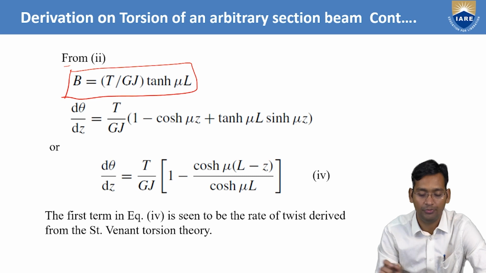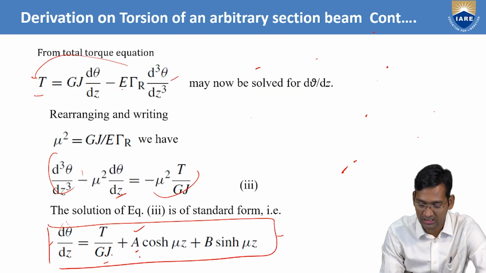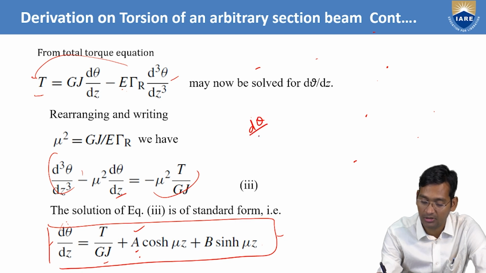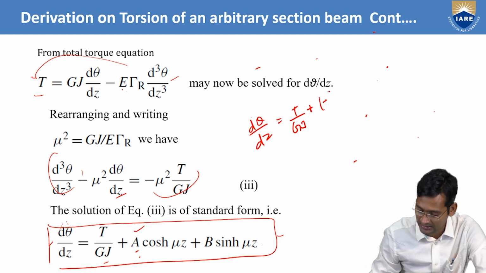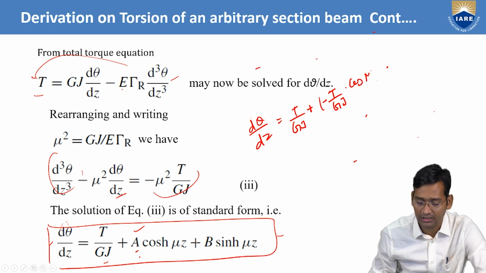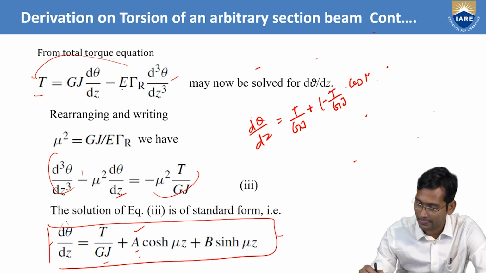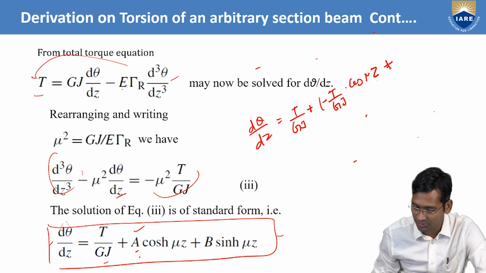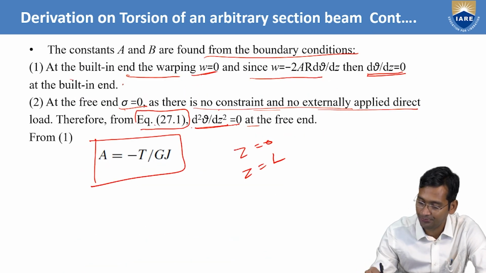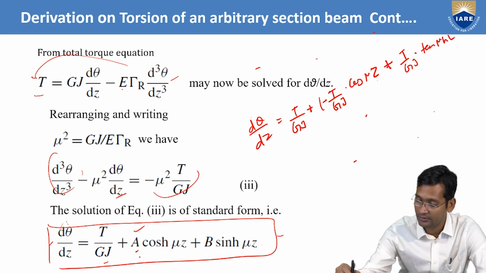Now substitute this in the previous equation. So we will get d theta by dz equals T by GJ plus A, where A we got as minus T by GJ, so minus T by GJ into cosh mu z, where z will be the variable. Plus B, which is T by GJ into tanh mu L, into sinh mu z. So this is our final equation.